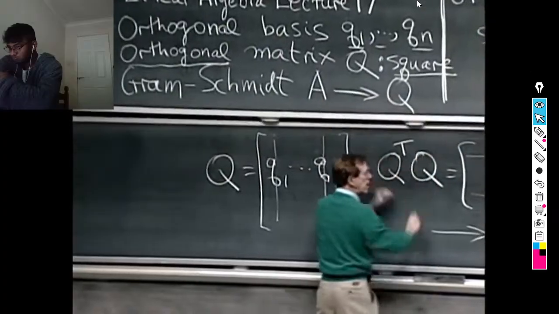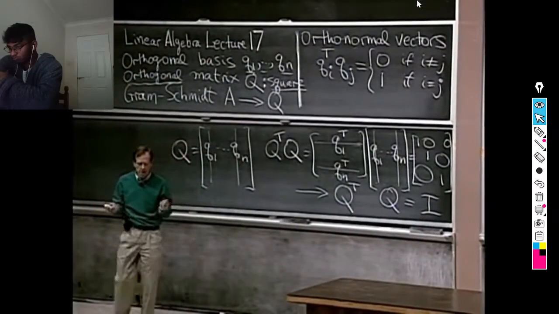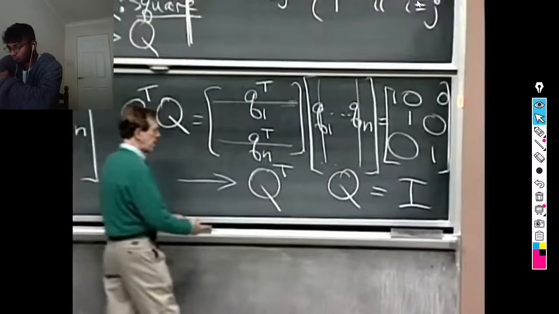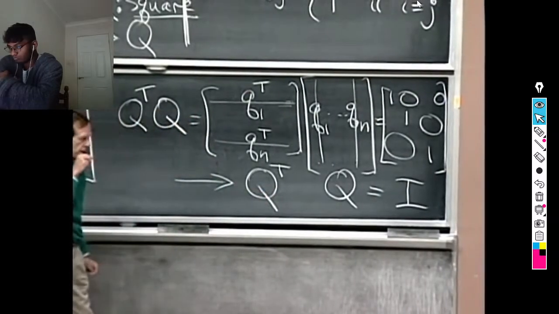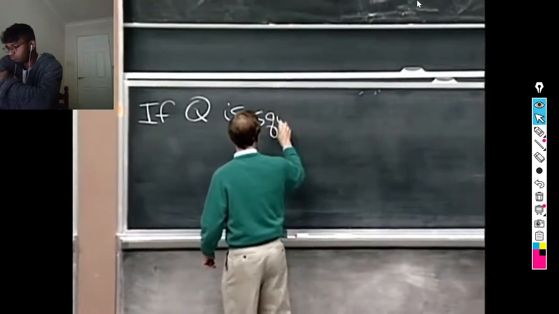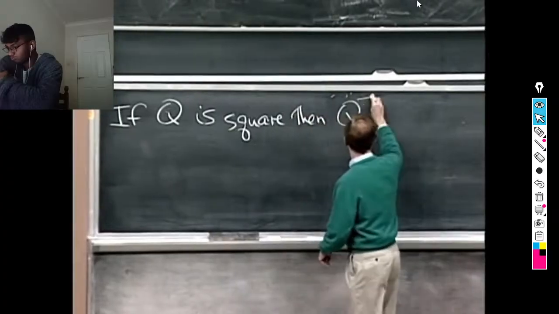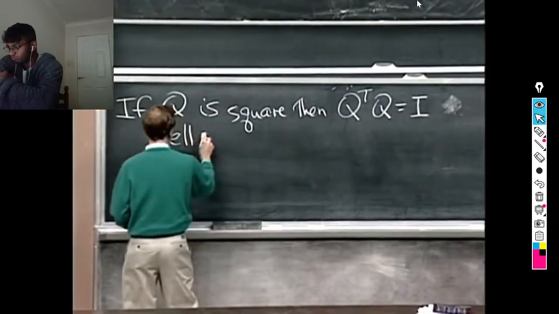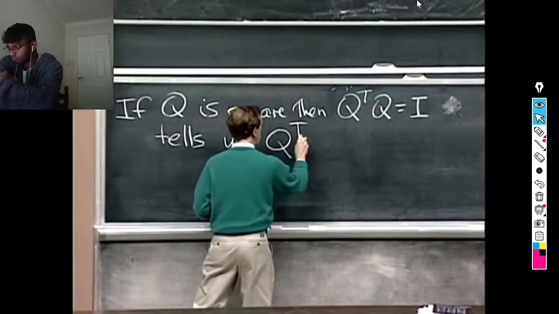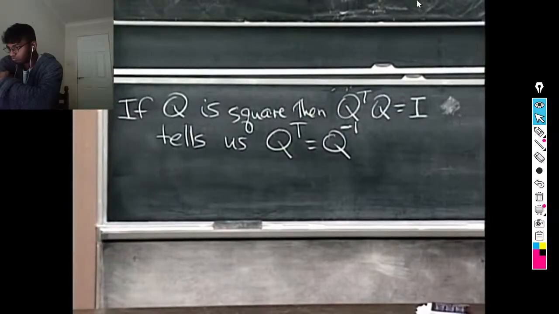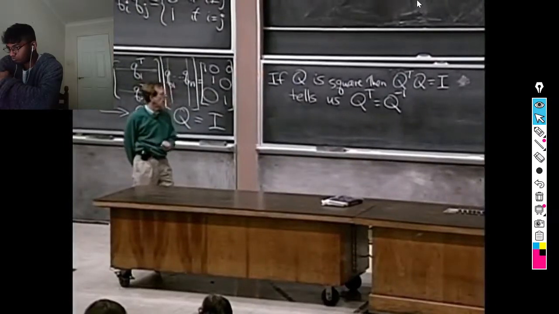So in the case when this is a square matrix, that's the case we call it an orthogonal matrix. And what's special about the case when it's square? When it's a square matrix, we've got its inverse. So in the case if Q is square, then Q transpose Q equals I tells us that Q transpose is Q inverse. There we have the easy to remember property for a square matrix with orthonormal columns.